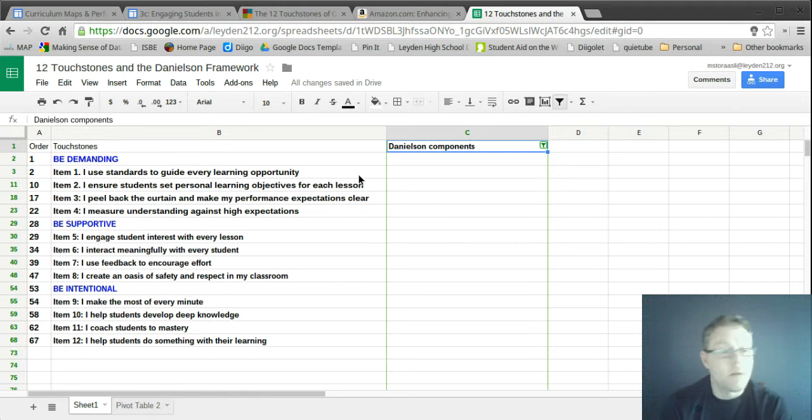You should be demanding, you should be supportive, and be intentional about your teaching. And then the 12 touchstones, again, are more specific. Similar to Danielson, it's a little bit more specific once you break it down in there. So using standards, ensure students set personal learning objectives, performance expectations, in other words, grading, assessment, measuring and understanding against high expectations, engaging student interest with every lesson, etc., etc.